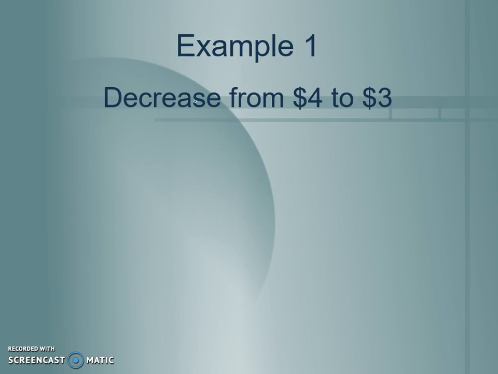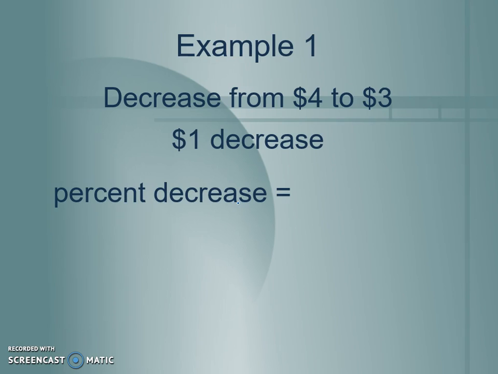Then he decided to decrease it from $4 to $3. So that's a $1 decrease. So this time we have a percent decrease. Our change amount was 1, and the original amount here was 4. We have 1 over 4, or 1 divided by 4 times 100%, and we get, it was a 25% decrease.